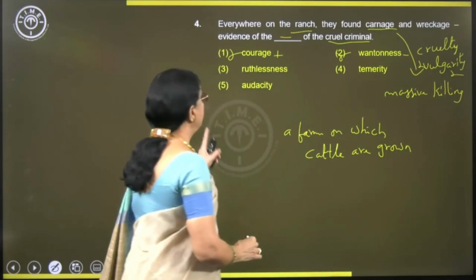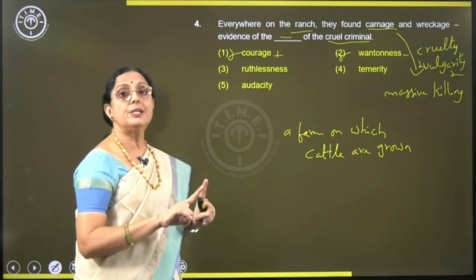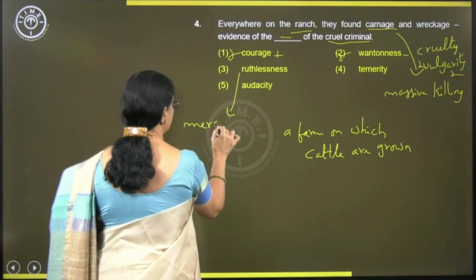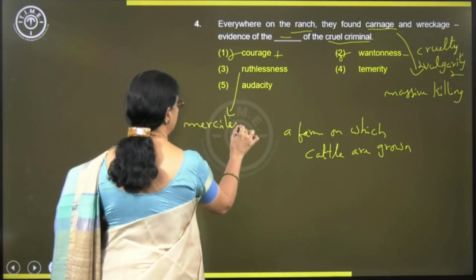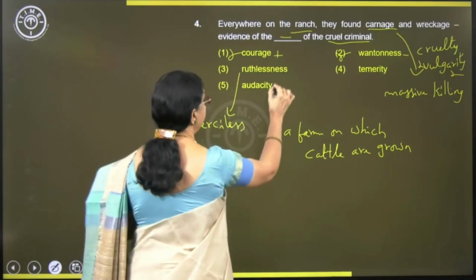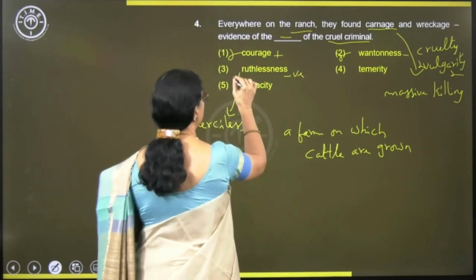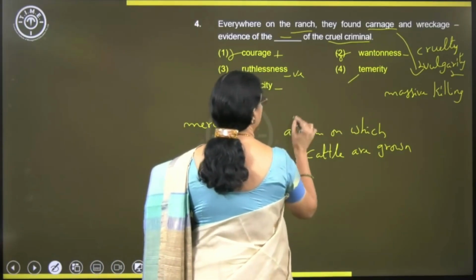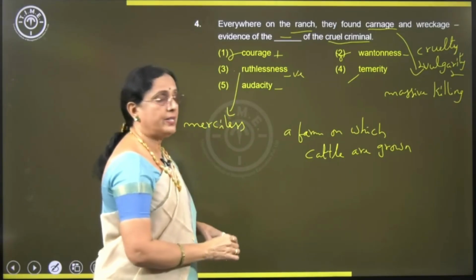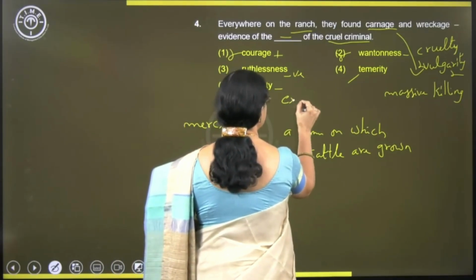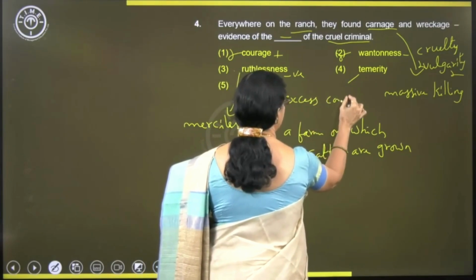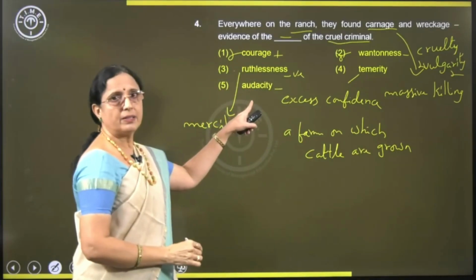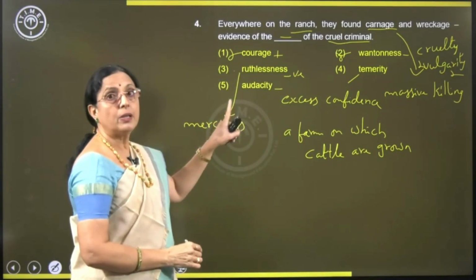Fine. Then, ruthlessness. What is ruthless? Merciless. Ruthlessness is merciless, no sympathy. Maybe. This is a 100% negative word. Let's look at it. Temerity, audacity both mean foolishly bold or excess confidence, overconfidence. So, it's not about confidence. Am I clear? It's about cruelty.